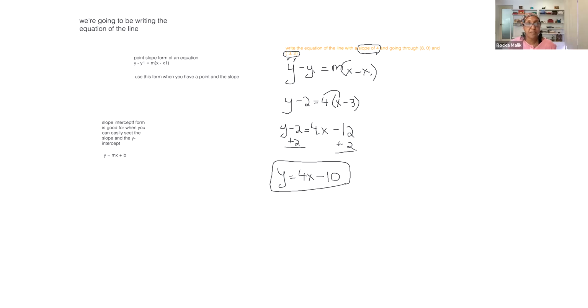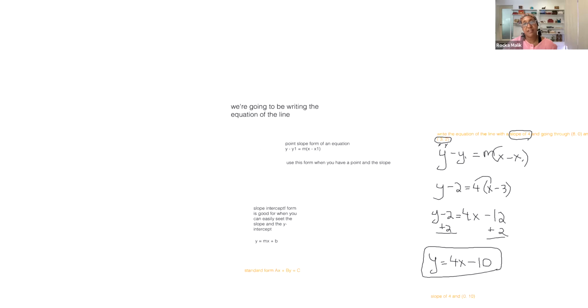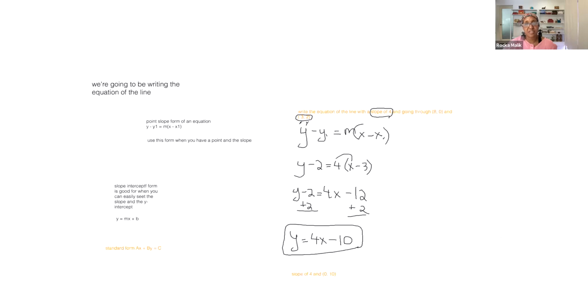It's in slope-intercept form, which means I can see my slope and my Y-intercept. So I know that I have a slope of 4 and (0,-10) is a point on, oh my lordy. Why does it keep doing that? Oh, because I have this dumb new mouse, that's why.